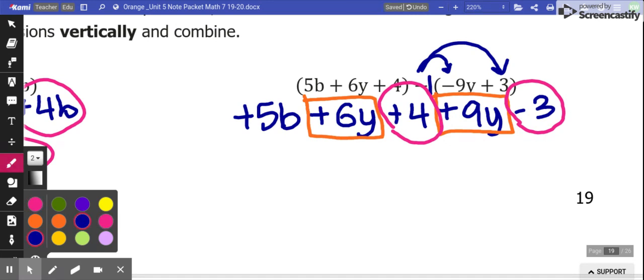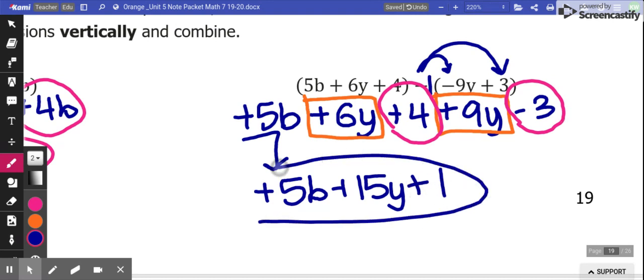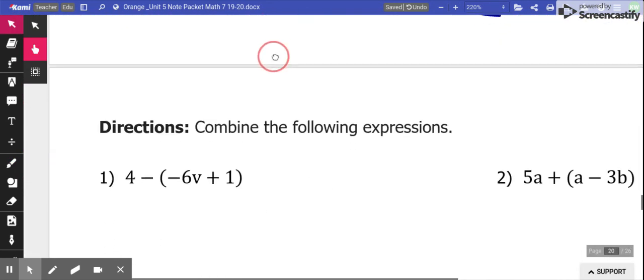So now combining my like terms, I'm going to bring this down. So I have a positive 5b. Now let's look at my y terms. Positive 6y, positive 9y. That's positive 15y. Now let's look at my constants. I have a positive 4 and a minus 3. 4 minus 3 is positive 1. All right, let's go to the next page and get started on some different examples.